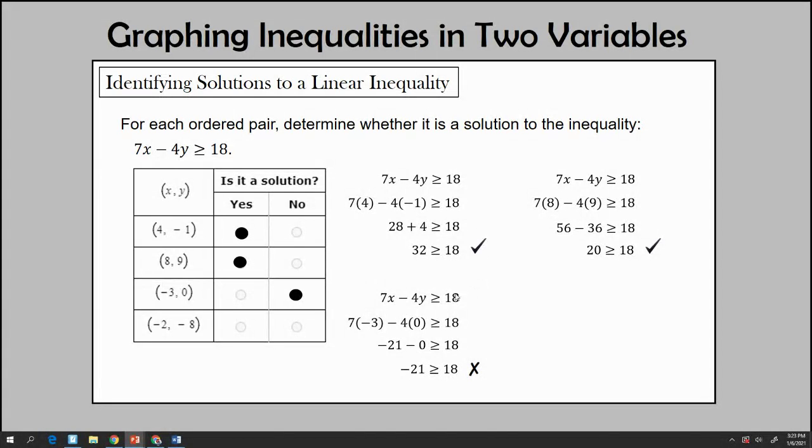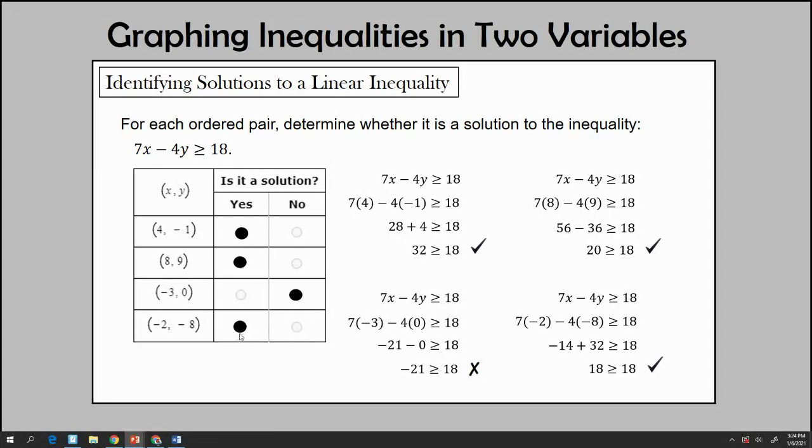And then finally, our last point is -2, -8. So let's put -2 in place of x, -8 in place of y. Simplify. 7 times -2 is -14. -4 times -8 is +32. -14 plus 32 is 18. Is 18 greater than or equal to 18? Yes, it's equal to. So that counts. So this point is a solution.